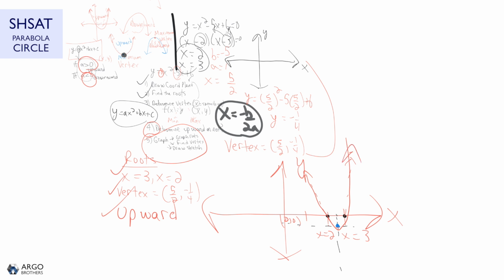So this is our parabola, and we just write the equation, which is y equals x squared minus 5x plus 6, and there we go. We graphed it. Awesome. And then using this parabola, we can find other points.